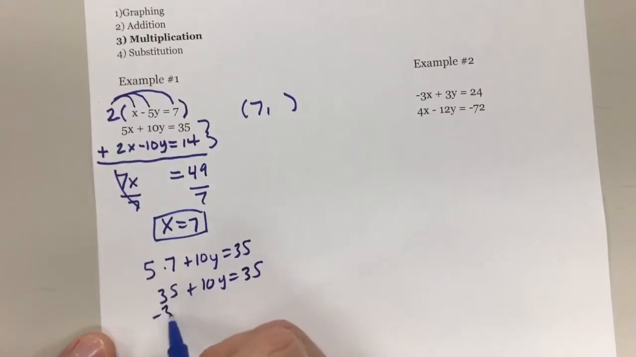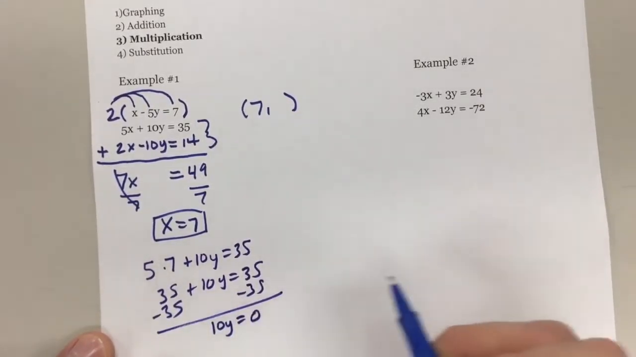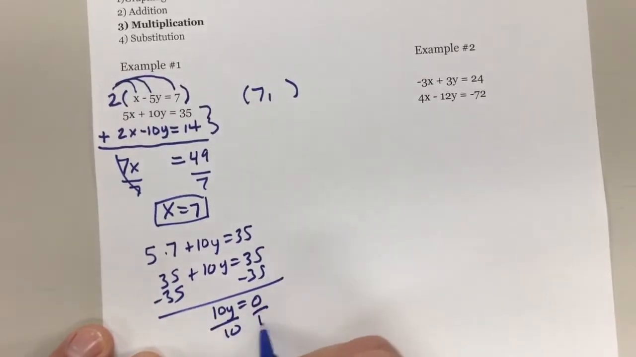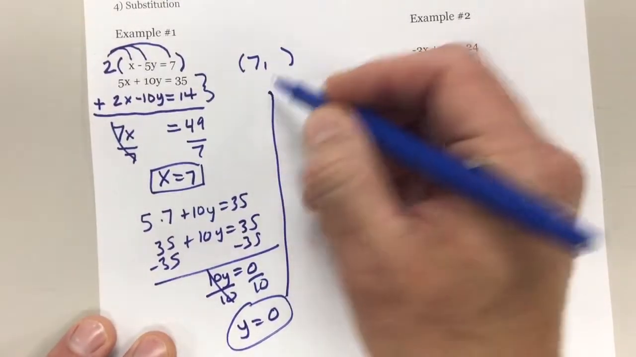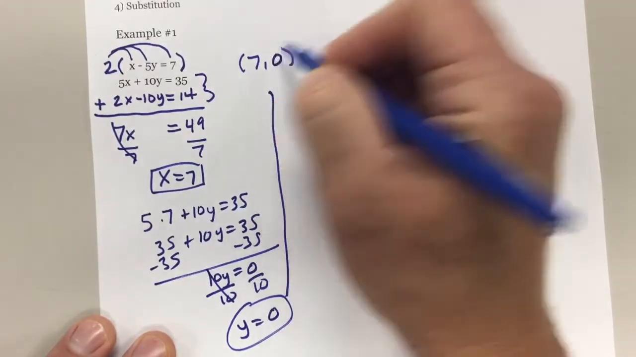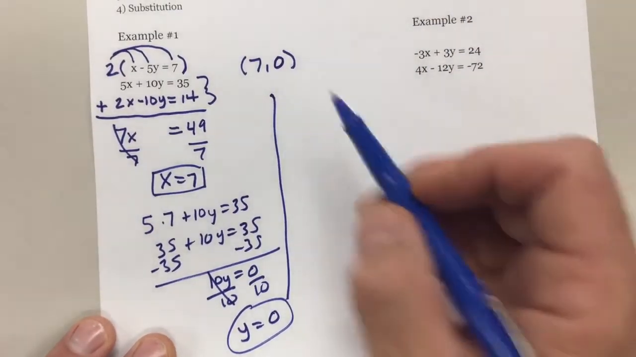I'm going to subtract 35 from both sides. I get 10y equals 0. Divide both sides by 10. And 0 divided by anything is just 0. So that's the second half of my solution. So I'm going to write it up here in the point. So (7, 0) is the point where these two lines cross.